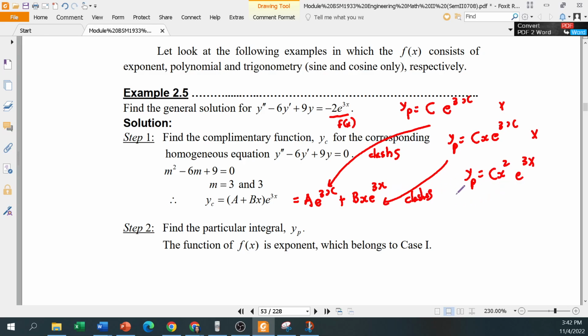Now there is no more clash. Then you differentiate one time, two times: the first time you put into y prime here, the second time you put into here, and then you expand, simplify, and compare the same terms on the left side and right side in order to determine the coefficient of c. After you get yc and the value of c, then you get yp. The general solution will be yc plus yp.